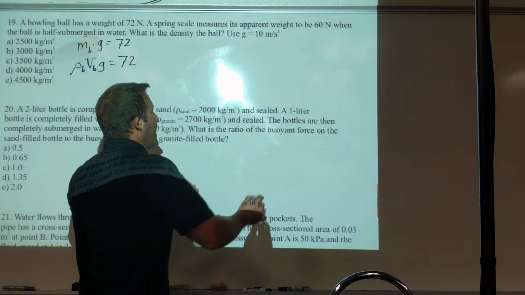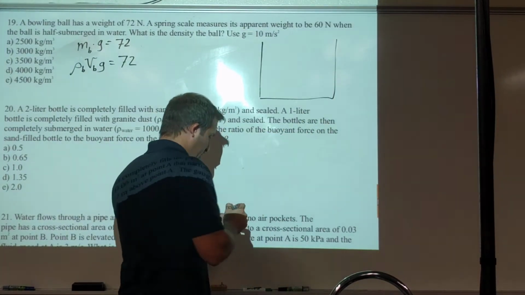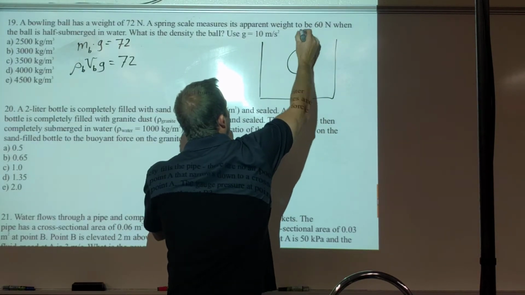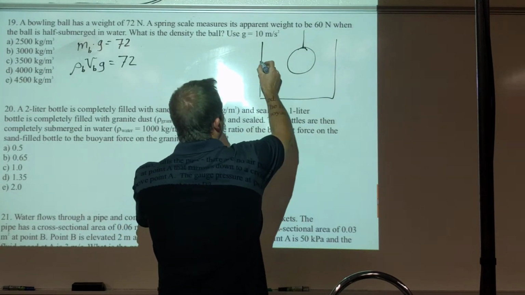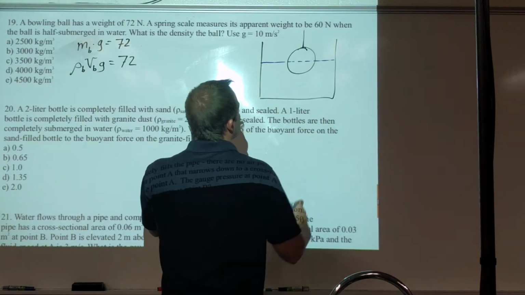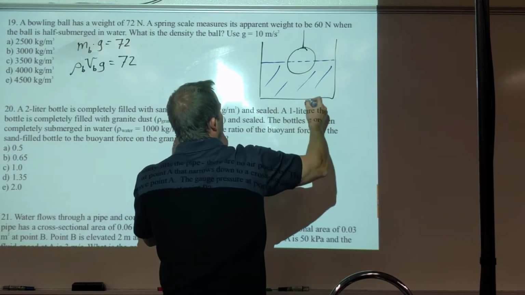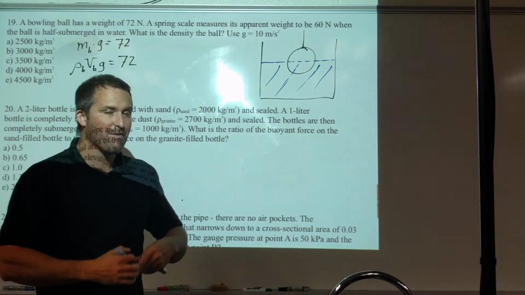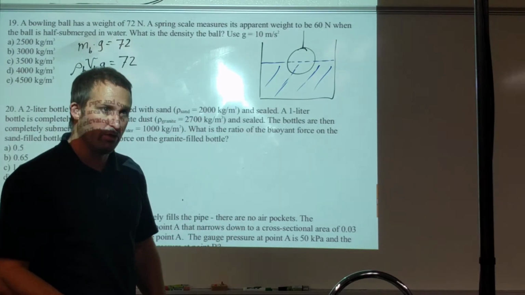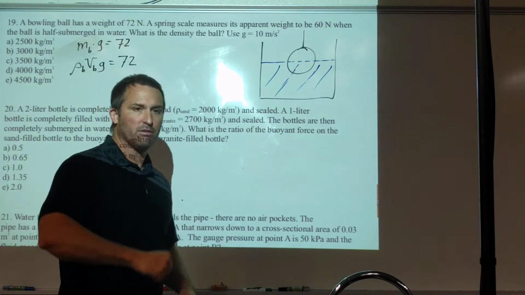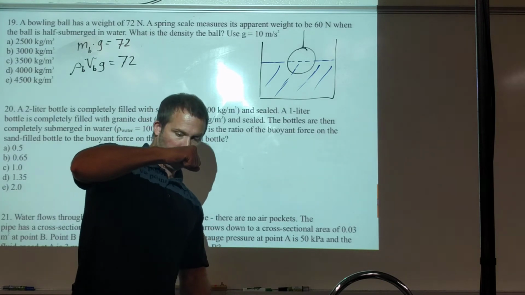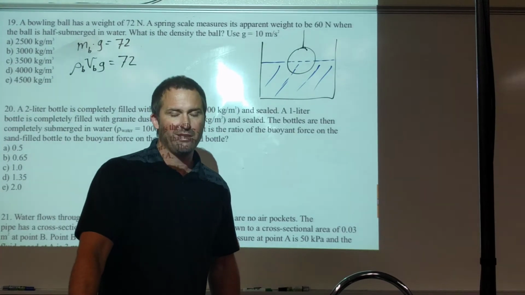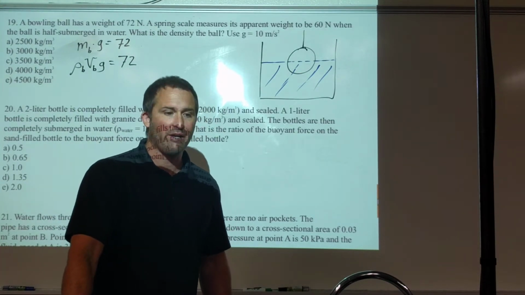Let's draw on our picture. We're going to have maybe some container of water here, and here's the water level here. And we have the bowling ball half submerged. And it says when it's half submerged, a spring scale, so we're holding that bowling ball up, holding it there and measuring the apparent weight. Remember that a scale can't directly measure the weight of an object, it can only measure the apparent weight.